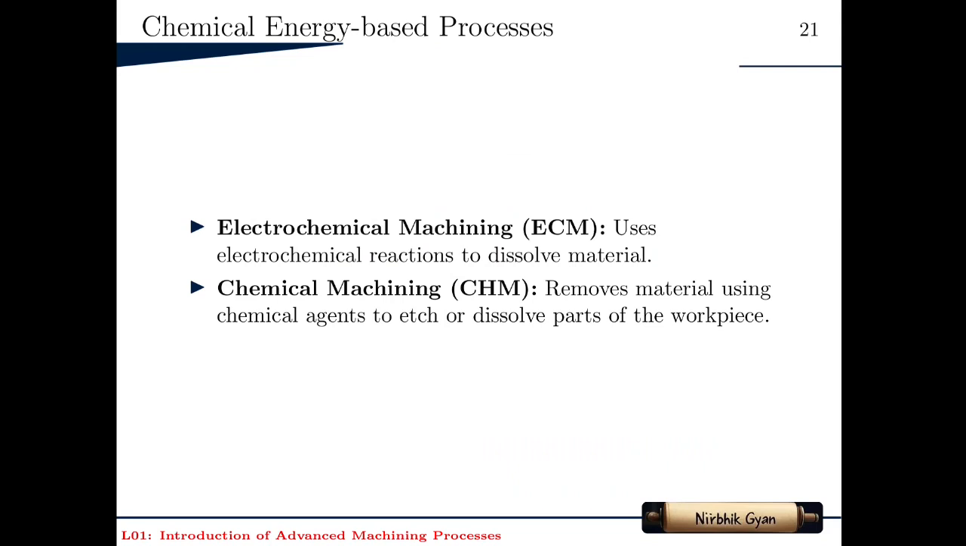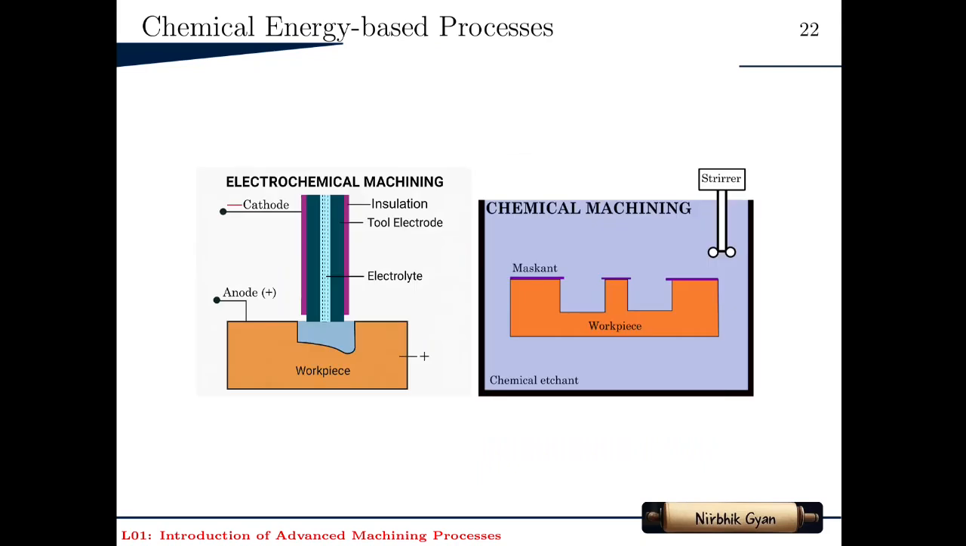Chemical machining removes material using a chemical agent, or etchant, to etch or dissolve parts of the workpiece. Here you can see electrochemical machining. There's a tool head or tool electrode, part of which is covered with an insulator so that the tool electrode will not wear during the reaction. Electrolyte solution flows from the middle, and the tool and workpiece are connected to the power supply, cathode and anode. The portion of the tool electrode that is not insulated creates a mirror image on the workpiece.